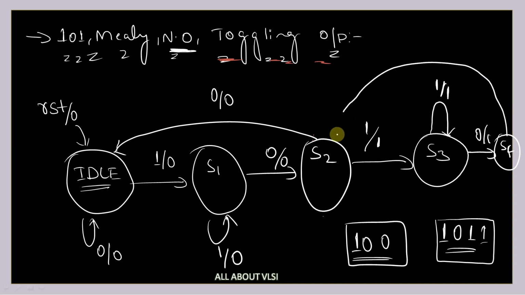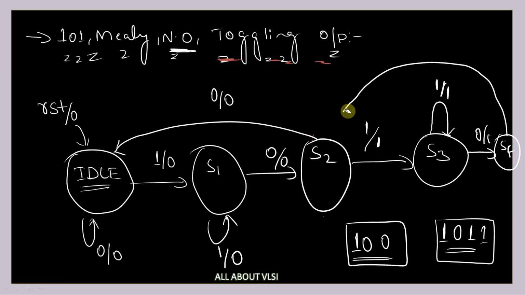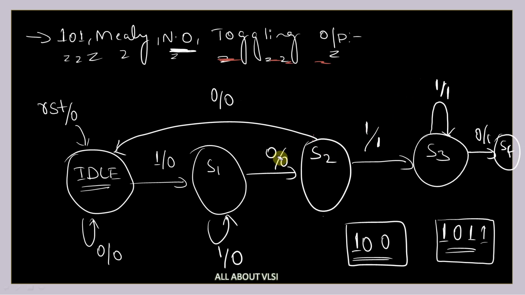But if you go to S2 state and if you get one more 0, you are going to idle state by making your output 0. But that is not our requirement, right? You cannot go to S2 state. Did you get it? Because if you go from S4 to S2 and get one more 0, you go to idle state and your output becomes 0. But your output should not become 0 until the sequence has been detected. So you cannot go to S2 also.